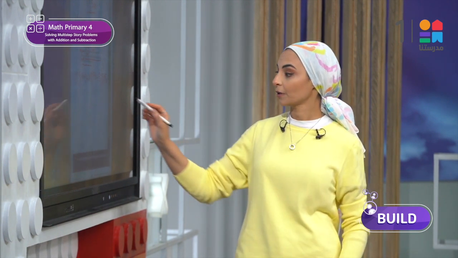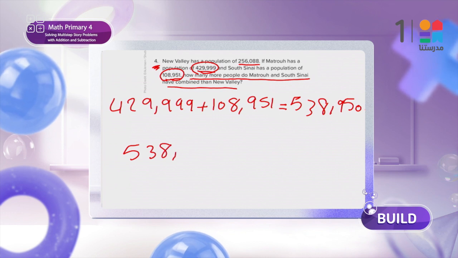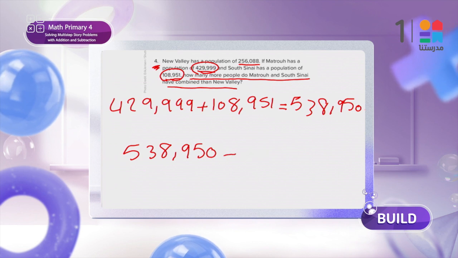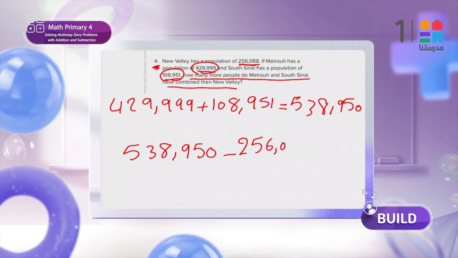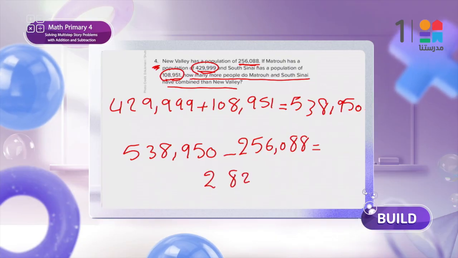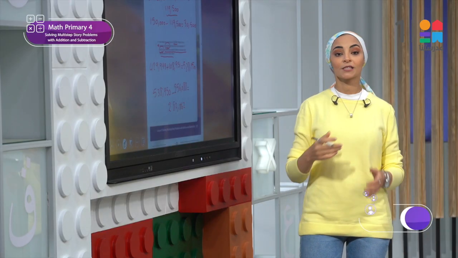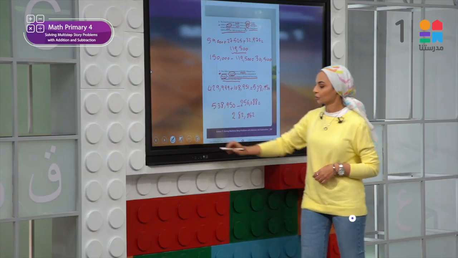Let's see. Okay, what minus what? Yes, the big number is 838,950, as you see here. My answer minus what? Minus the New Valley population, which is 256,088. Okay, then the answer will be 282,862. This is my answer. Now, let's move to Connect, page 98 in your book.